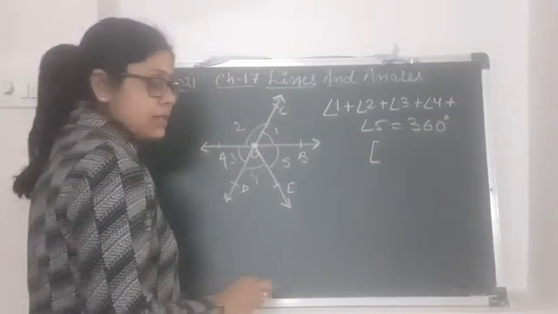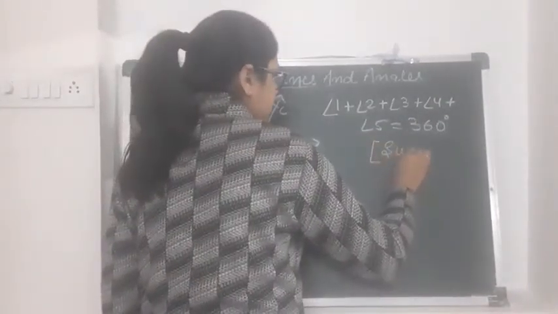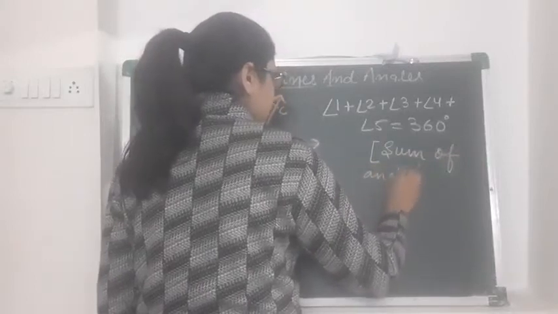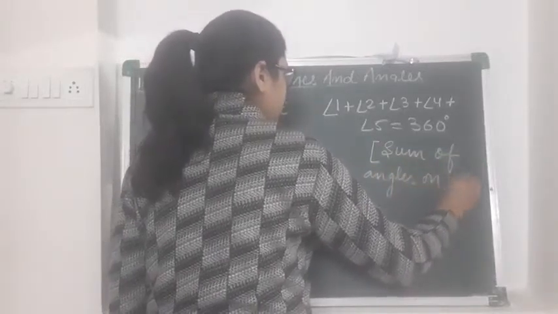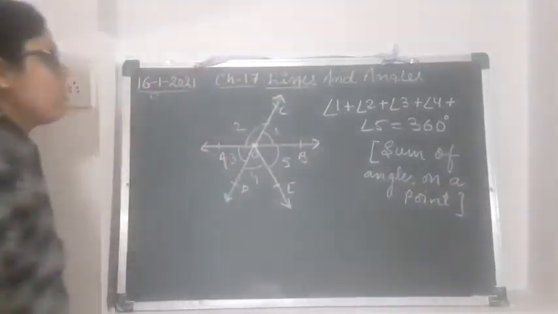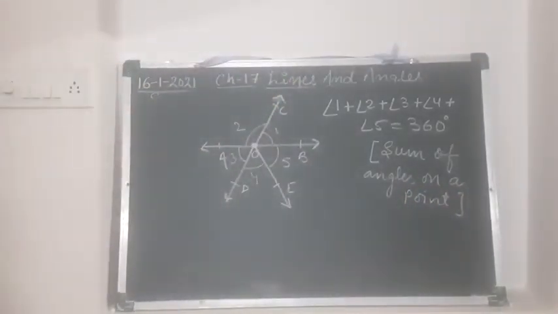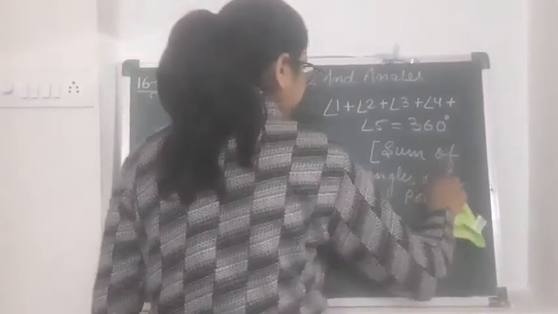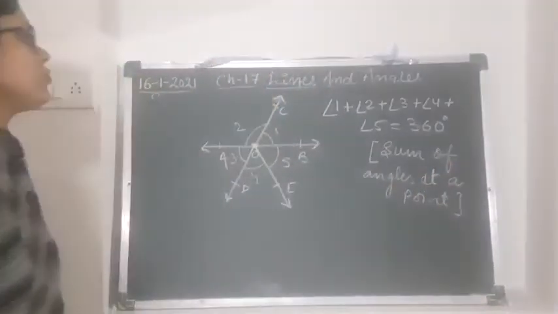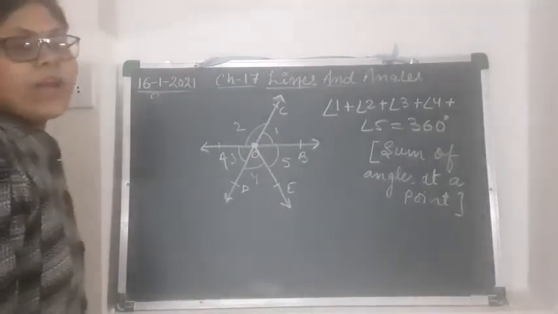Okay, so the sum of angles on a point, or you can say at a point, is always equal to 360 degrees. So you have to write the reason always.